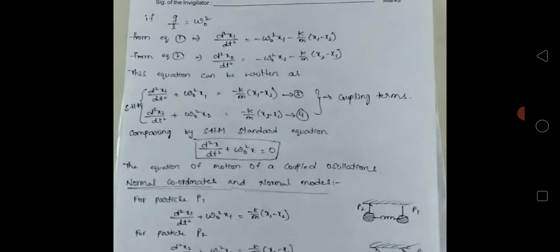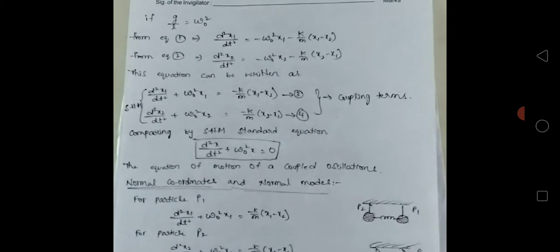So these two equations become like this. Equation 1 can be written as d²x1/dt² plus omega naught square x1 equals minus k by m into (x1 minus x2), because the minus omega square term moves to the left hand side and becomes positive. This is equation number 3. The fourth equation is d²x2/dt² plus omega naught square x2 equals minus k by m into (x2 minus x1). So this is the fourth equation.